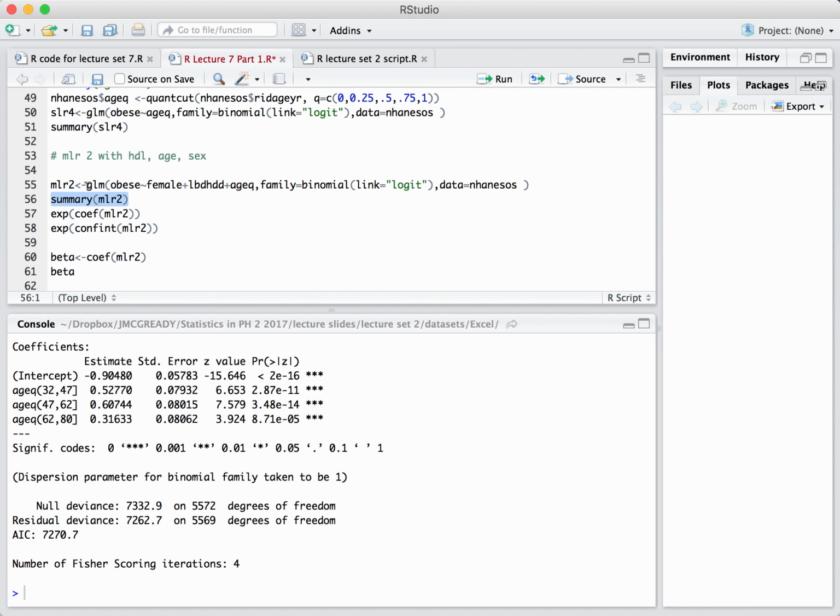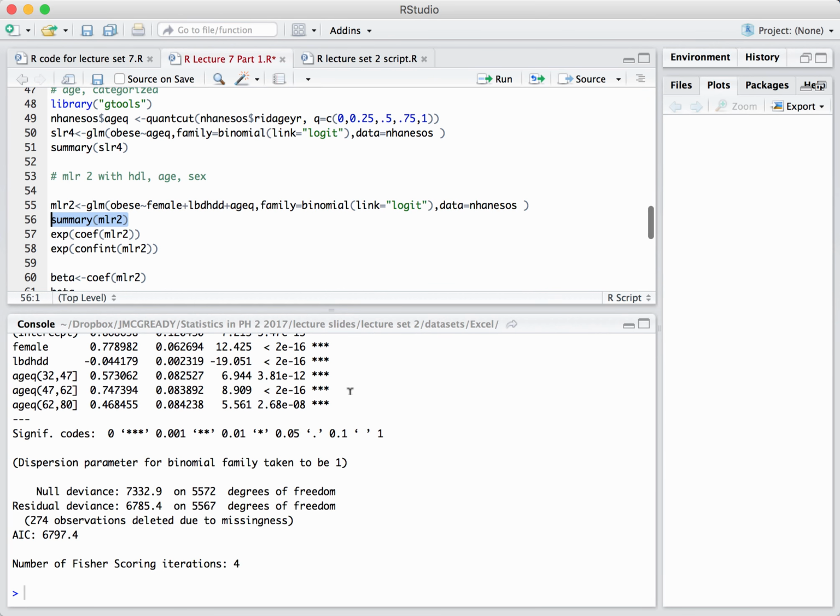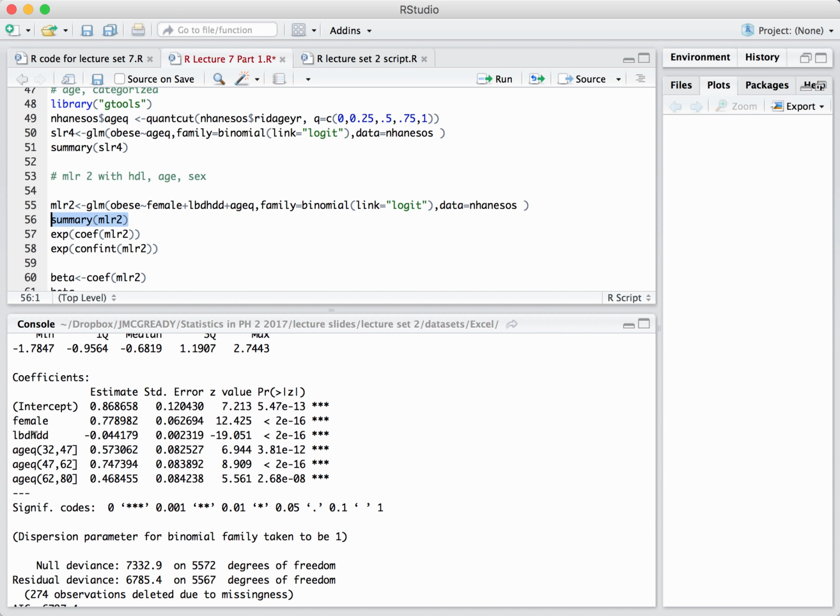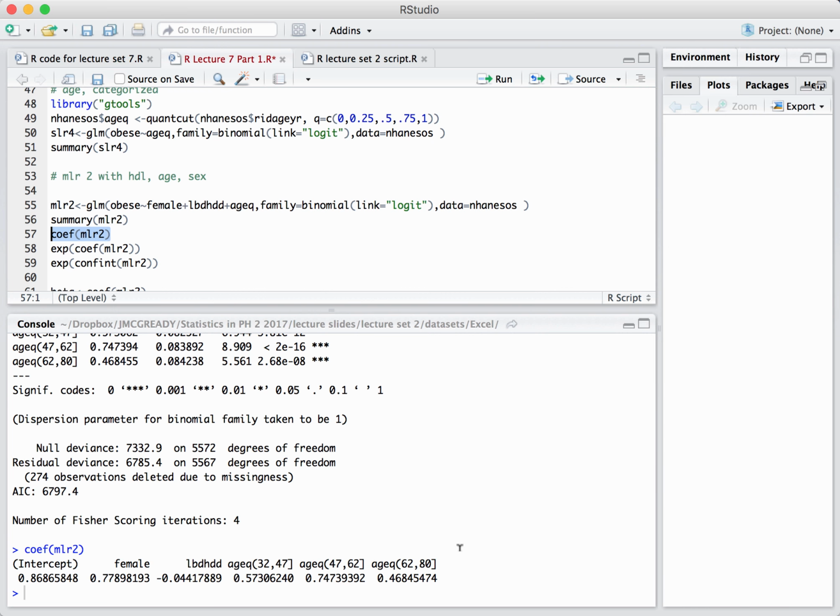Do the summary of this. And you can go up here and see that we get our intercept estimate of 0.87, our slope for sex, female, of 0.78, our slope for HDL of negative 0.044, etc. Maybe it's easier to read this if we applied the coef function to this multiple logistic regression object. And it just puts it as a numeric vector, and we can see all those things there.